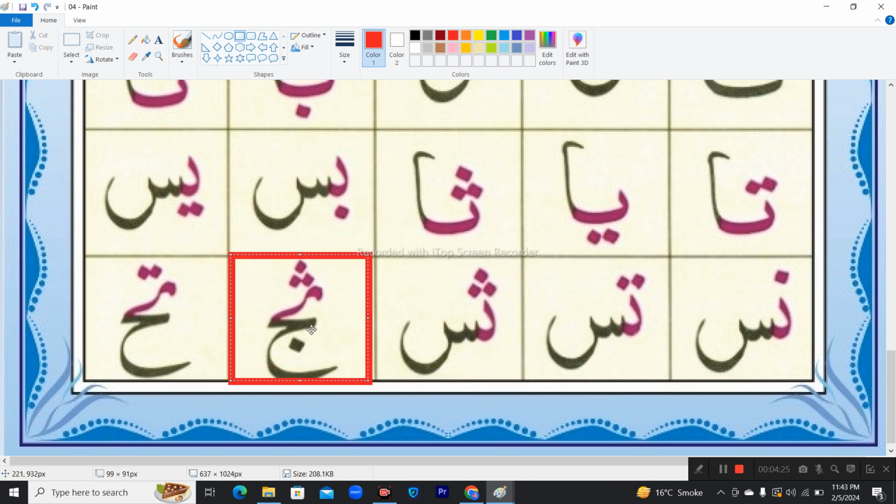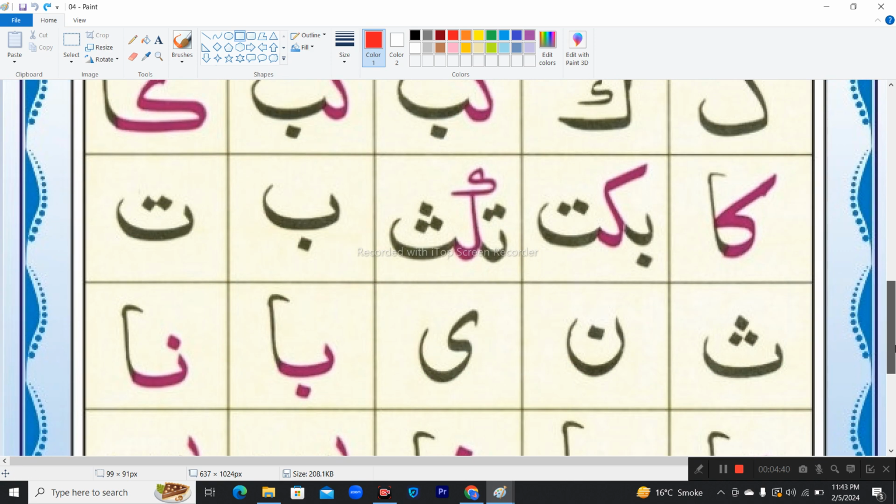And this one is three dots up, Tha, and Tha connects with Jeem. Tha Jeem. And two dots up is Ta, and Ta connects with Ha. Ta Ha. And the next part of this lesson we will practice in the next video.